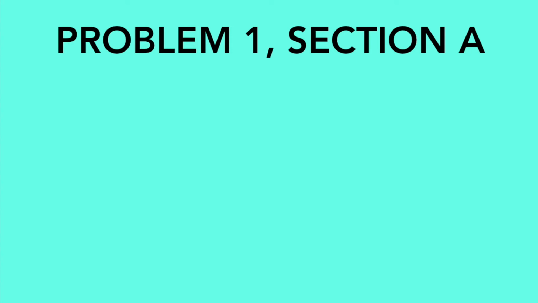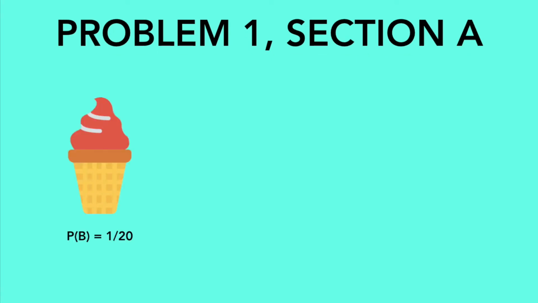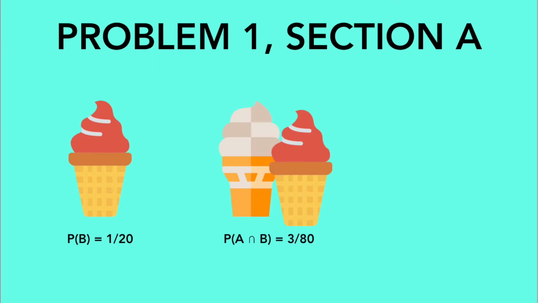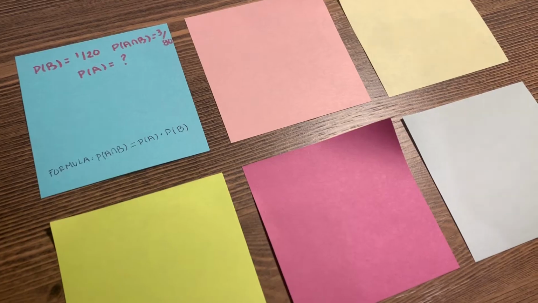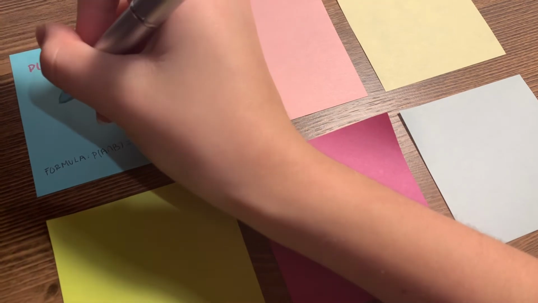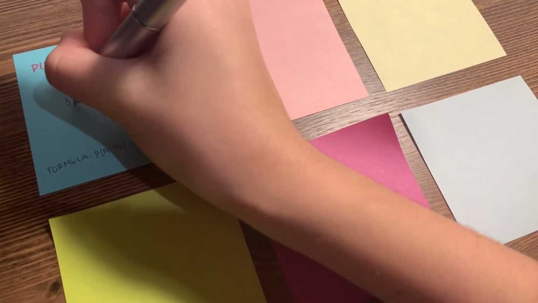For problem 1, section A, we are given the probability of a person choosing strawberry ice cream and the probability of a person choosing strawberry ice cream and vanilla ice cream. We need to find the probability of a person picking vanilla ice cream. So, for problem 1, section A, we are asked to find the probability of A.